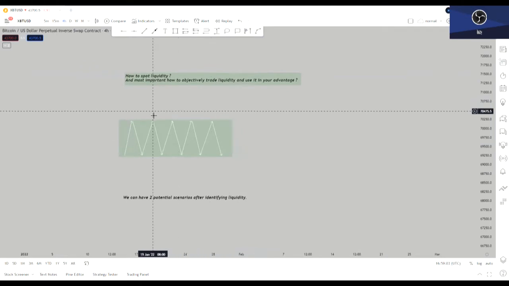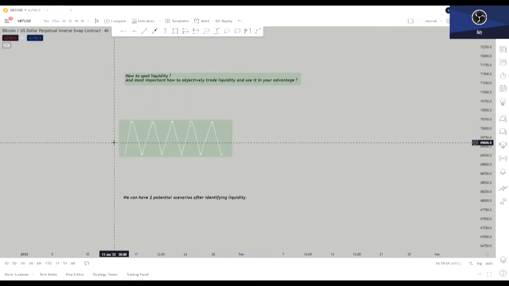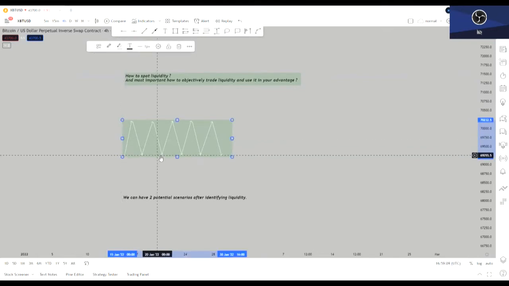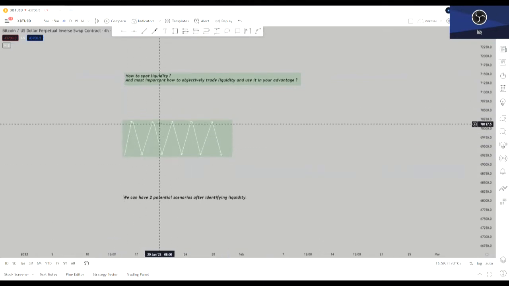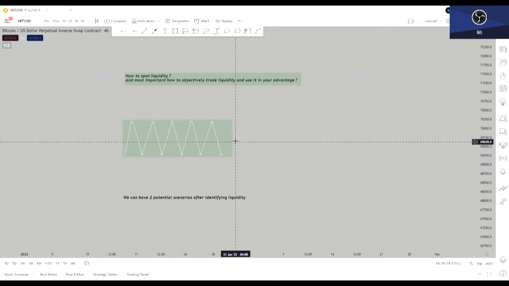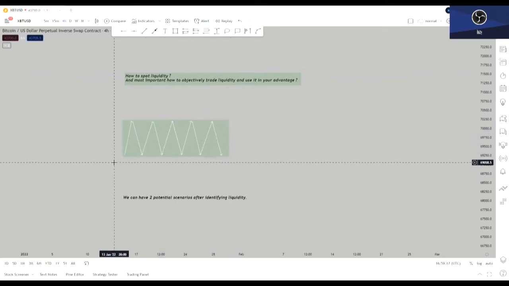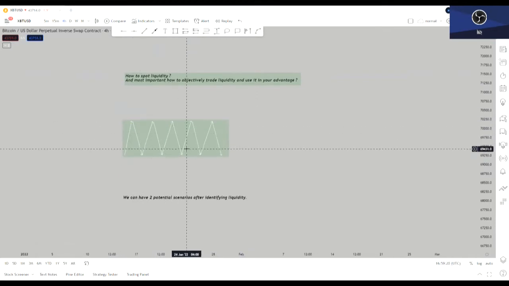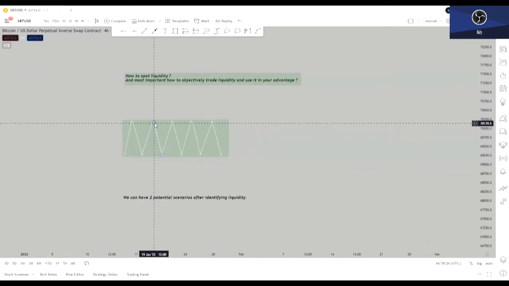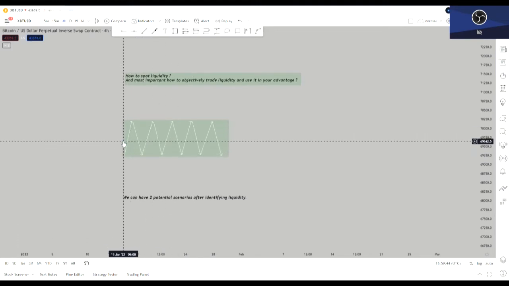Okay, so what is liquidity? Liquidity is basically just orders sitting above or below a level. So how can you spot it? It's very easy. What you want to do is identify the market ranging in a certain area. This can be on your execution time frame or your analysis time frame, but usually on the higher time frames, because the higher the time frame, the less noise. At the beginning you maybe don't want to go too low on the time frame, so try to spot it on the 15-minute and above.